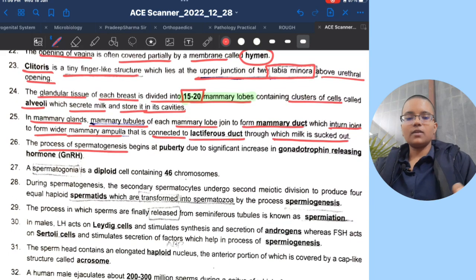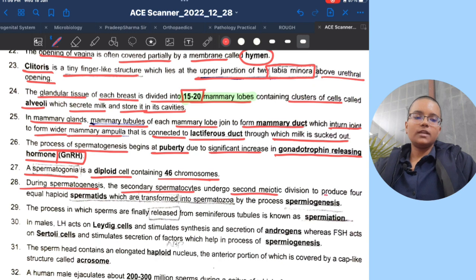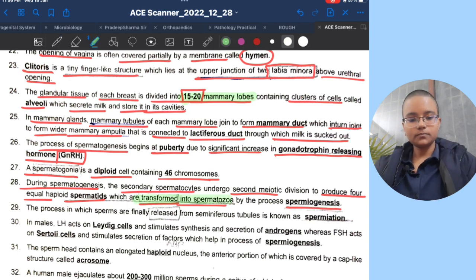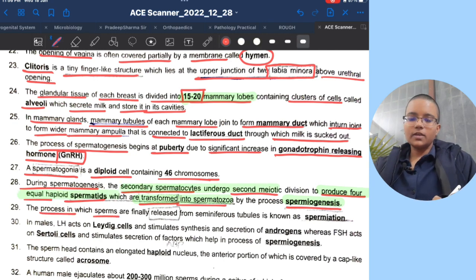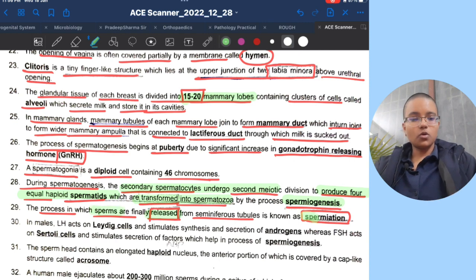The process of spermatogenesis begins at puberty due to significant increase in gonadotropin releasing hormone, GnRH. A spermatogonia is a diploid cell containing 46 chromosomes. During spermatogenesis, the secondary spermatocytes undergo second meiotic division to produce 4 equal haploid spermatids, which are transformed into spermatozoa by a process called spermiogenesis. The process in which sperms are finally released from the seminiferous tubule is called spermiation.